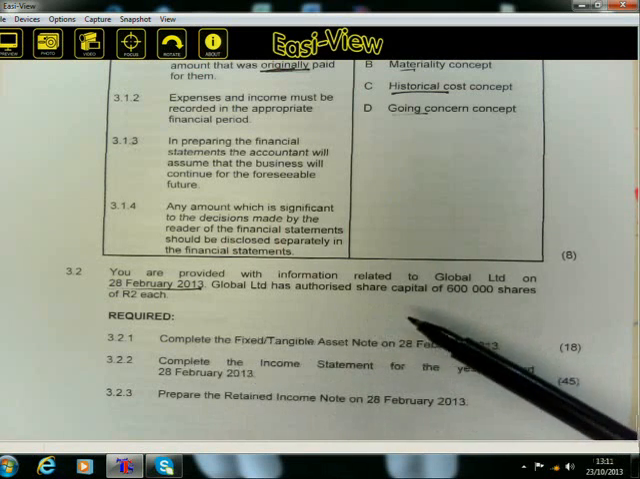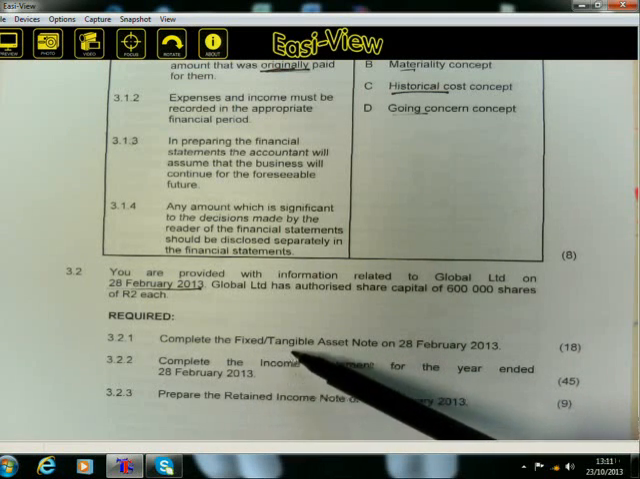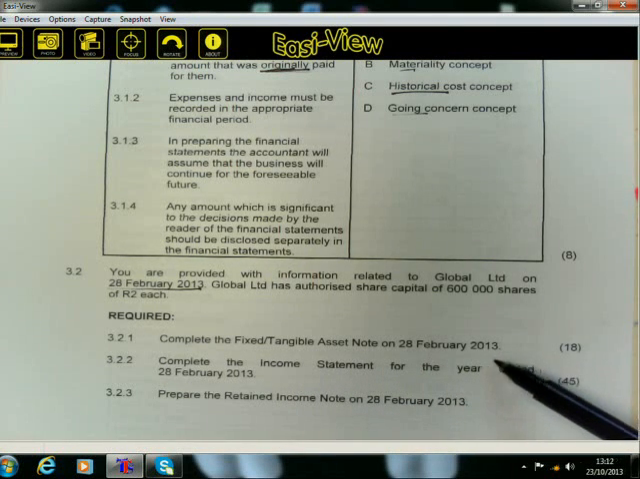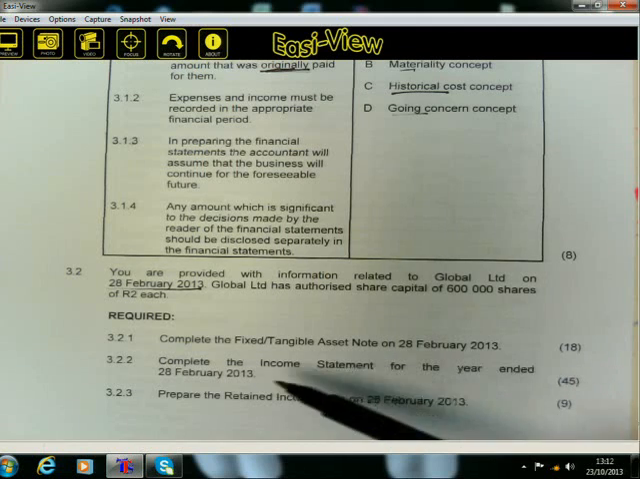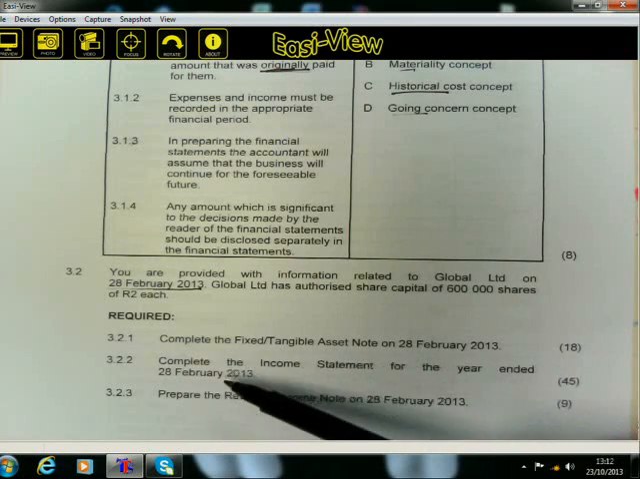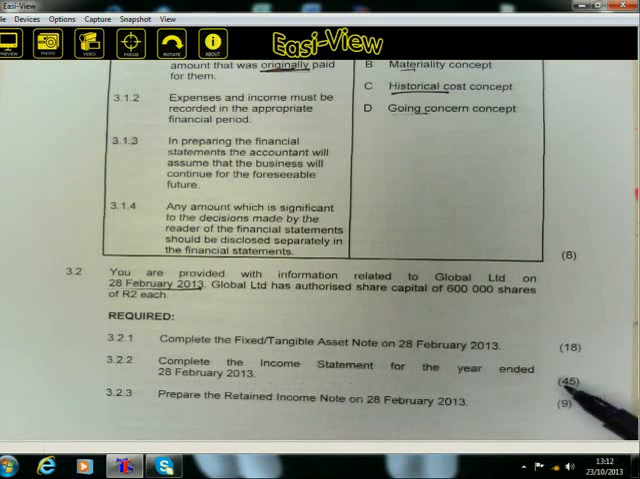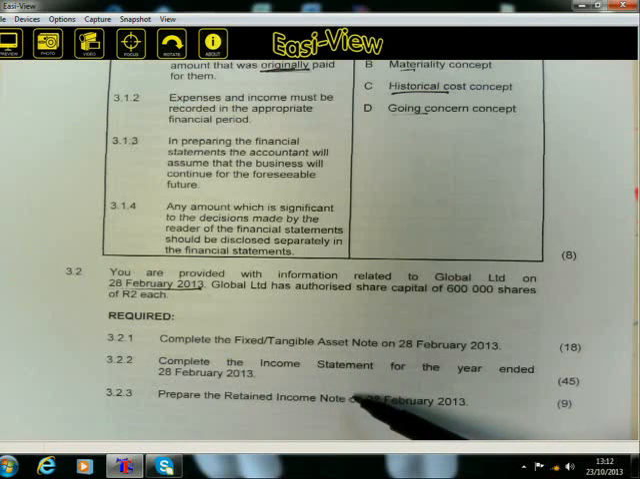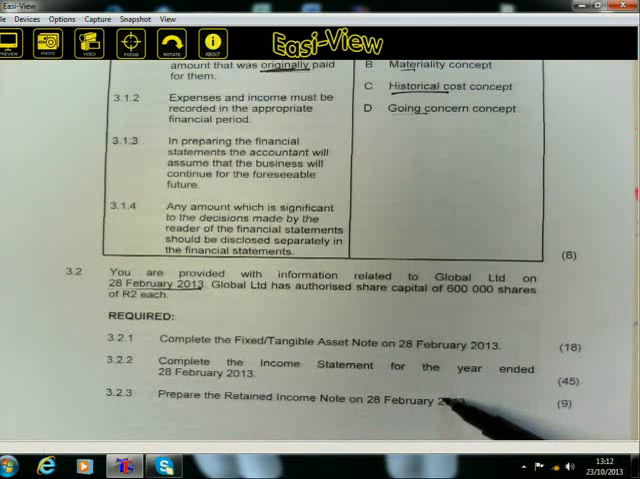You are required to complete the fixed or the tangible asset note on the 28th of February 2013 for 18 marks. Complete the income statement for the year ended the 28th of February 2013 for 45 marks. And prepare the retained income note on the 28th of February 2013.